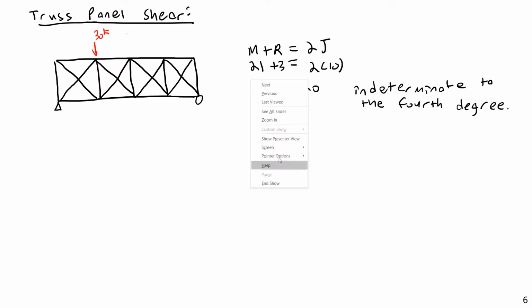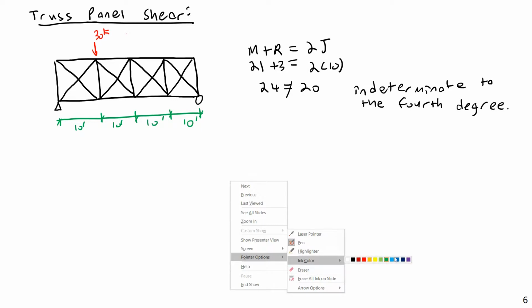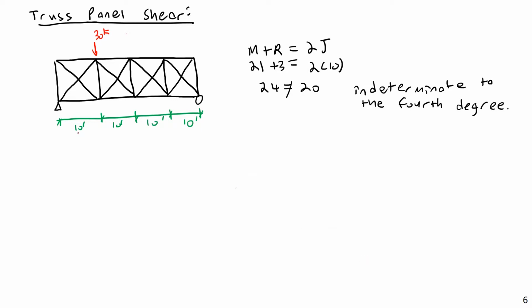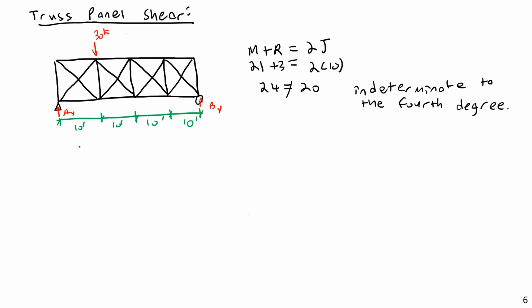30 kip load here, and let's see, we can get the reactions. Well, I don't even know the dimensions here. Let's just say it's 10 feet, 10 feet, 10 feet, 10 feet, and 10 feet. I might get some help with some really quick calculations here. What I really need right now is AX or AY and BY. So let's get AY and BY. So if I do a sum of moments about, actually, let's just right now get AY.